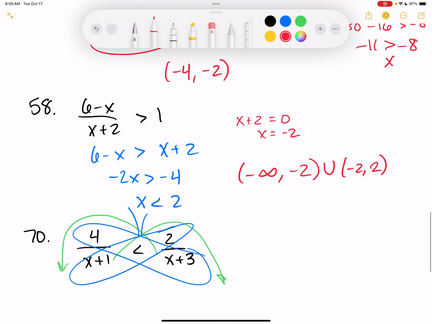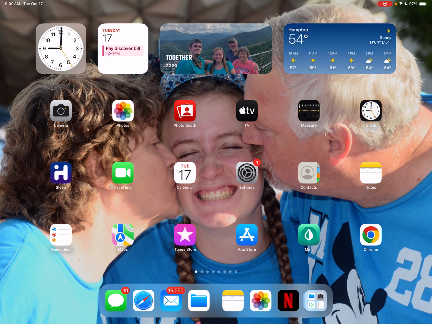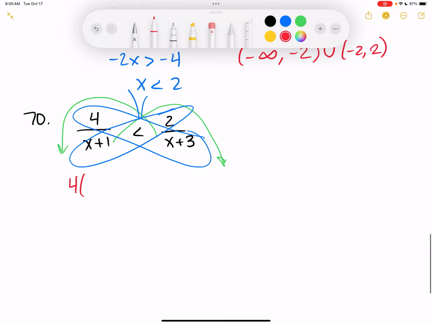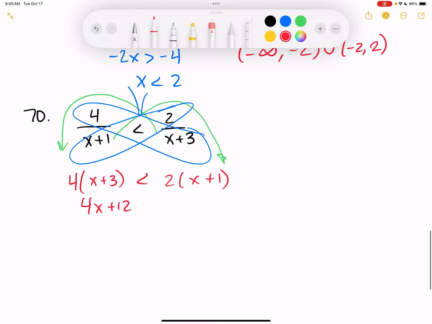So it's 4 times x plus 3 is less than 2 times x plus 1. So then this gives us 4x plus 12 is less than 2x plus 2. So 2x is less than negative 10. So x is less than negative 5.